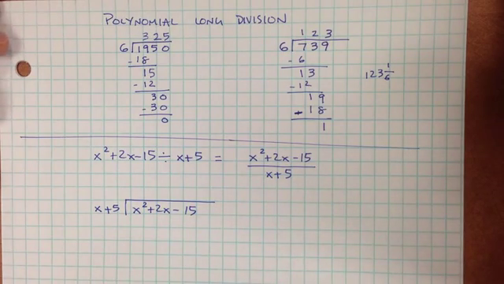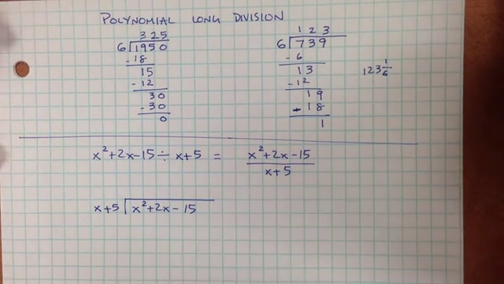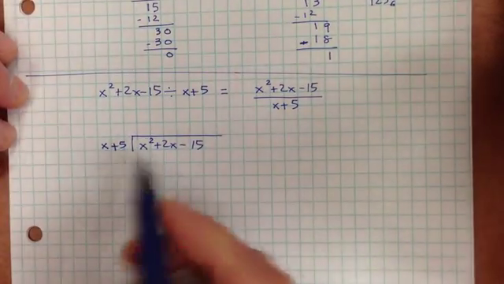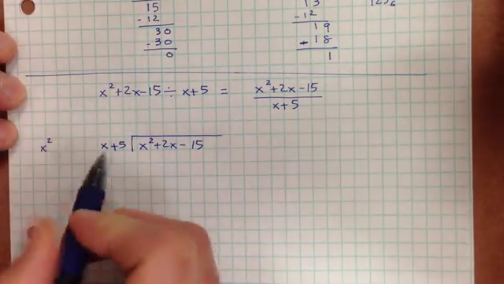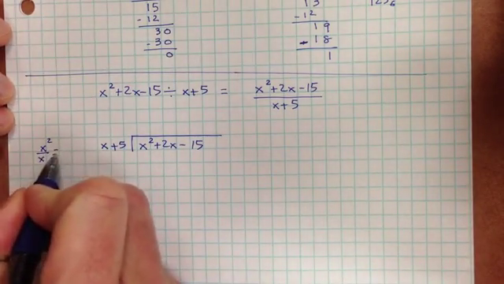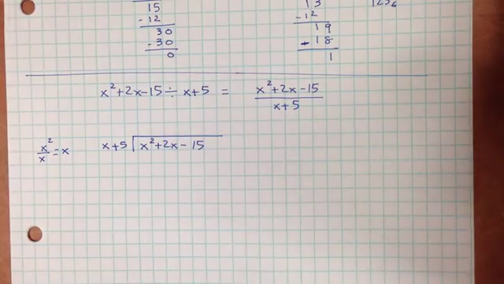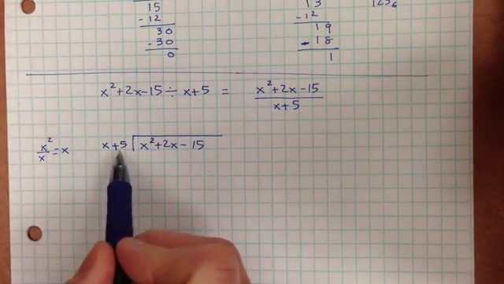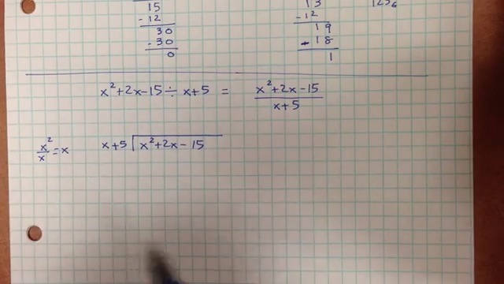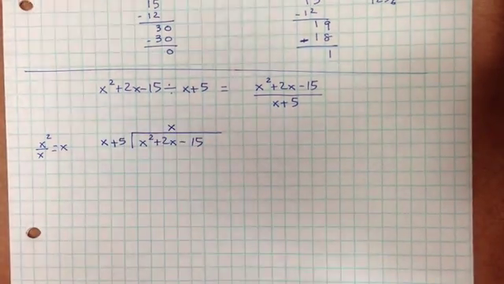You're going to be doing a lot of lining up these terms right here. But first things first, we're going to take this first term inside, x squared, and take your first term outside and put it underneath. If you reduce that, you're going to end up with a value of x. So x plus 5 goes into these first two terms, x squared plus 2x, x times. That's what we're going to put up here.